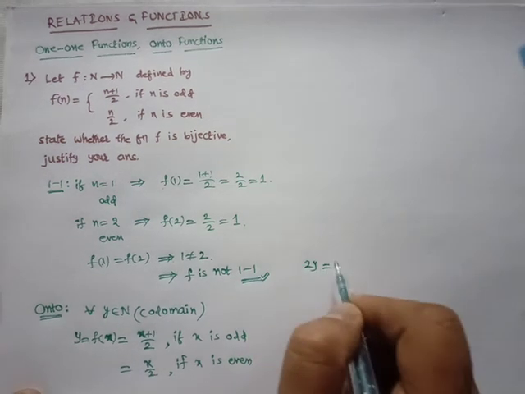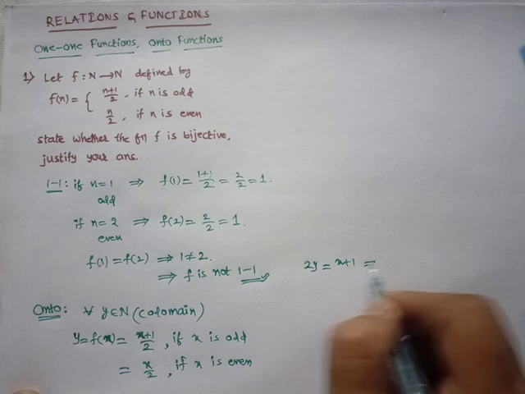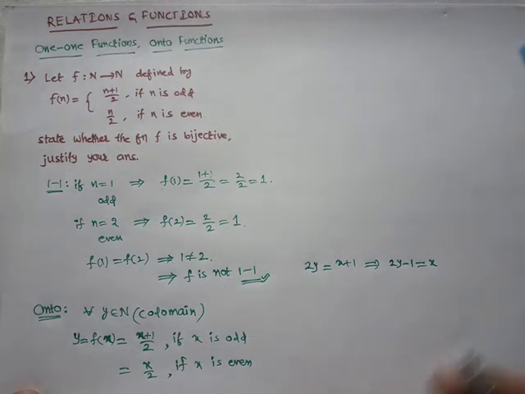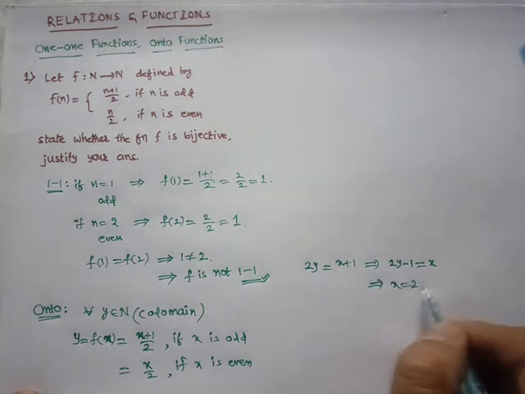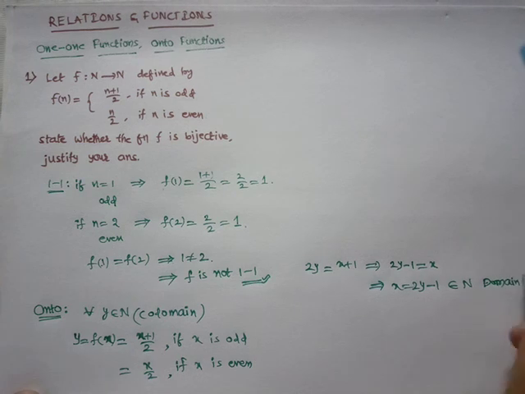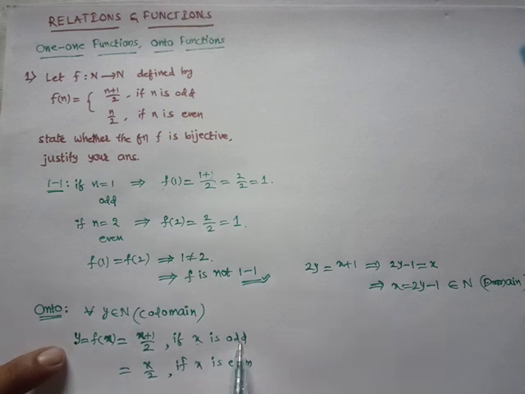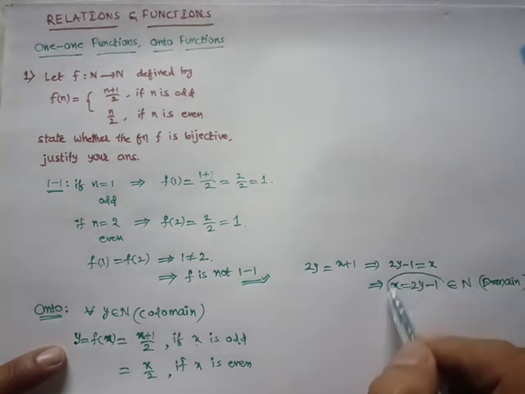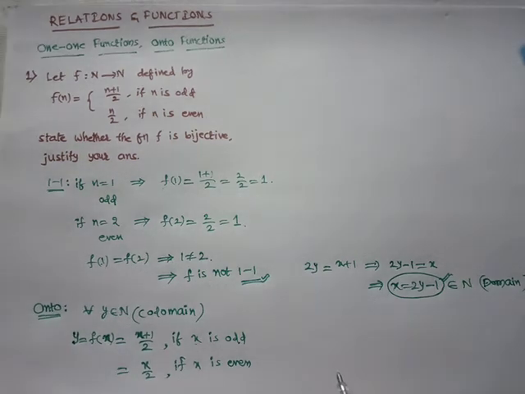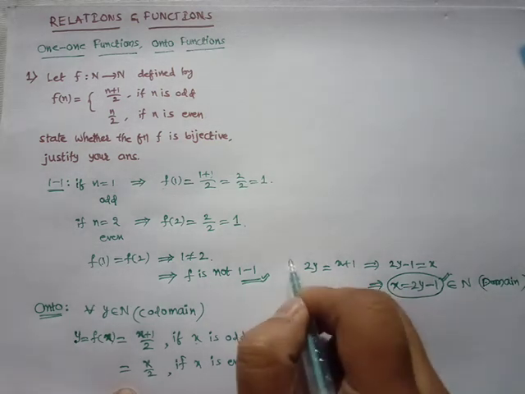Then 2y is equal to x plus 1. This implies 2y minus 1 is equal to x. So this implies x is equal to 2y minus 1, which belongs to natural numbers. It can be taken as the domain. If you are taking y, and x is going to be odd, then that x is nothing but 2y minus 1. So you are getting this x value which is lying in natural numbers. And this is case 1.